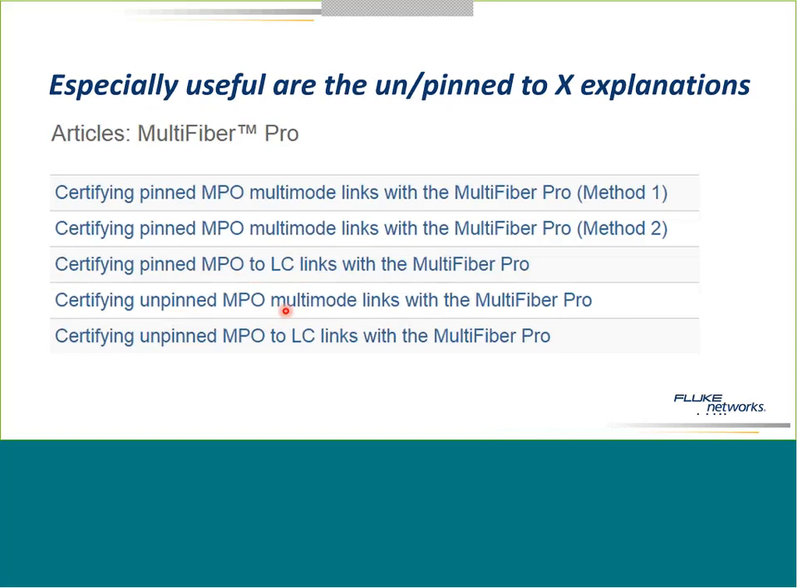I have a pinned trunk cable. I have a pinned patch cord. I have an unpinned patch cord. My MPO cassette is pinned, and I'm plugging it into an unpinned link. How do I configure that? How do I set the reference? And all of these articles are explained within the knowledge base to help you get through how you're going to be setting up these different configurations.